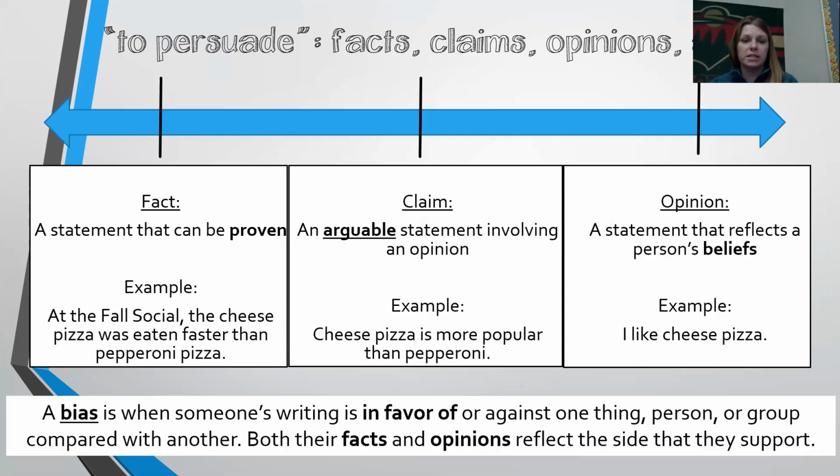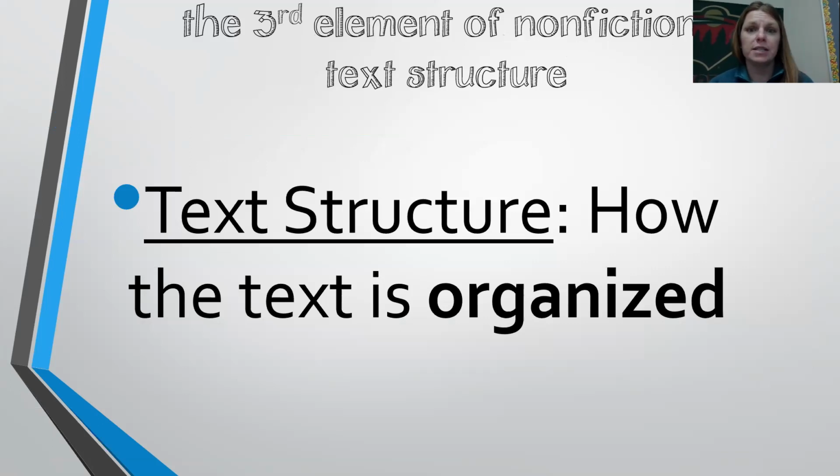We talk about bias when somebody's writing is in favor of or against one thing, person, or group compared with another, and both their facts and opinions reflect the side that they support. Therefore, we need to be careful about what we believe when we know an author has a bias. So our last element of nonfiction is text structure, and text structure is how the text is organized. Remember, the bold words are the ones you need to write down.